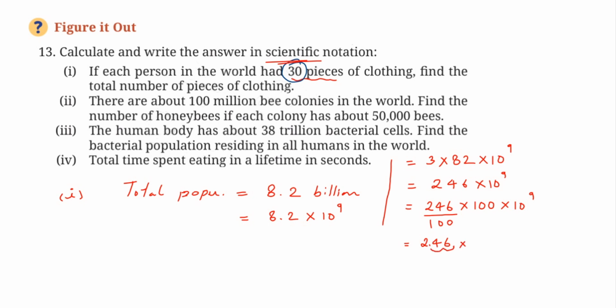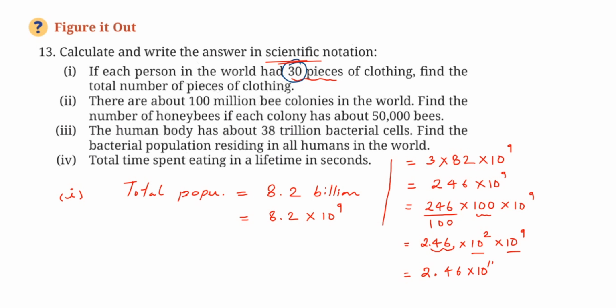Times this 100, I write it as 10 square times 10 to the power 9. Now here we have a 10 and 10, the bases are same, so we'll add the powers. So I get 2.46 times 10 to the power 2 plus 9 is 11. So I'll get 11. So this is one way of doing it, where I have divided and multiplied by 100.